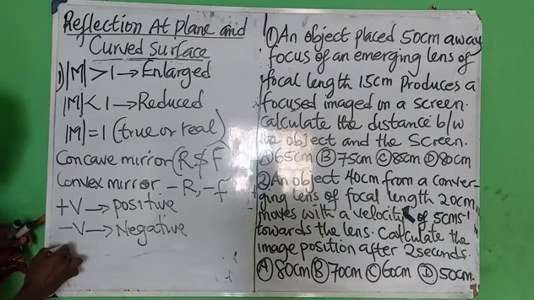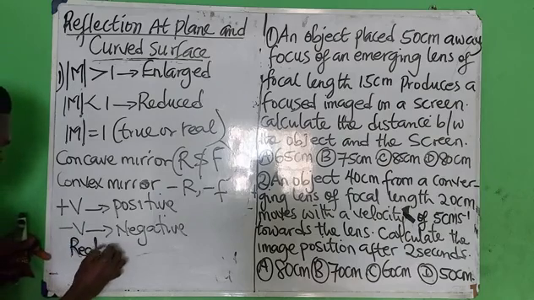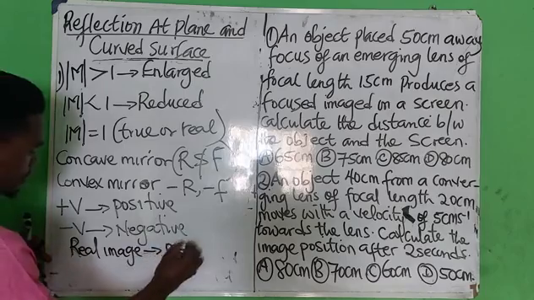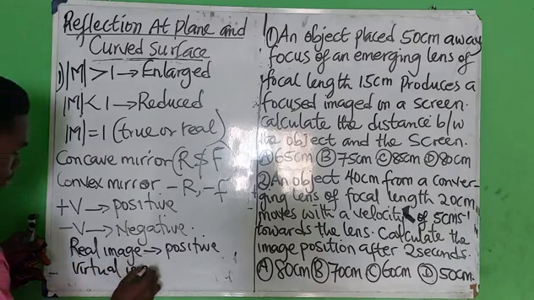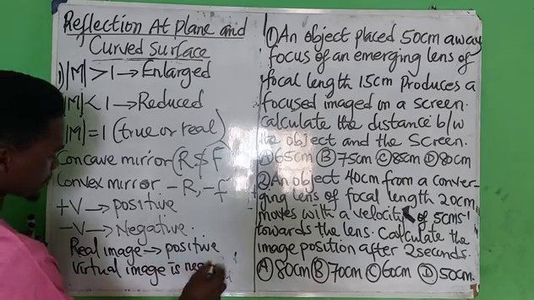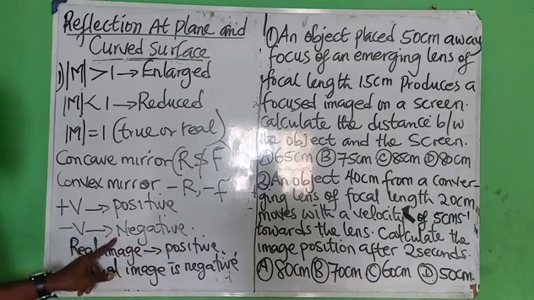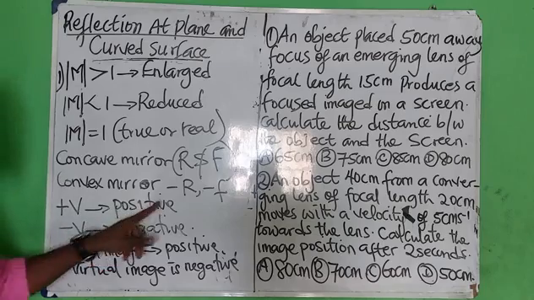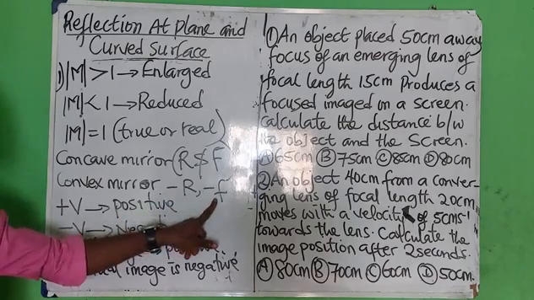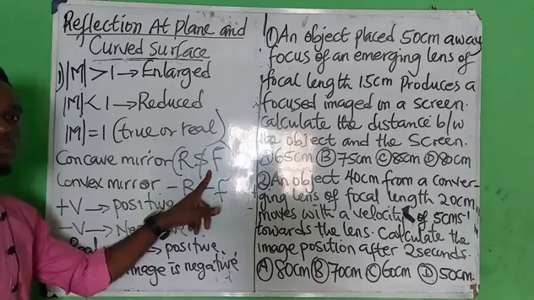Take note that a real image is positive. However, the virtual image is what? Negative. The virtual image is negative and the real image is positive. When the image is formed behind the mirror, it is negative, and when it's formed at the front of the mirror, it is positive. The radius of curvature and focal length of a convex mirror are negative, while for a concave mirror, both of them are positive.